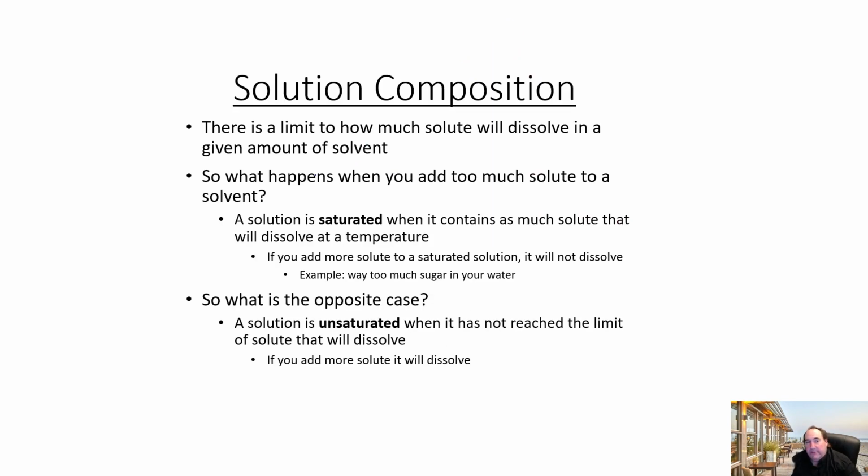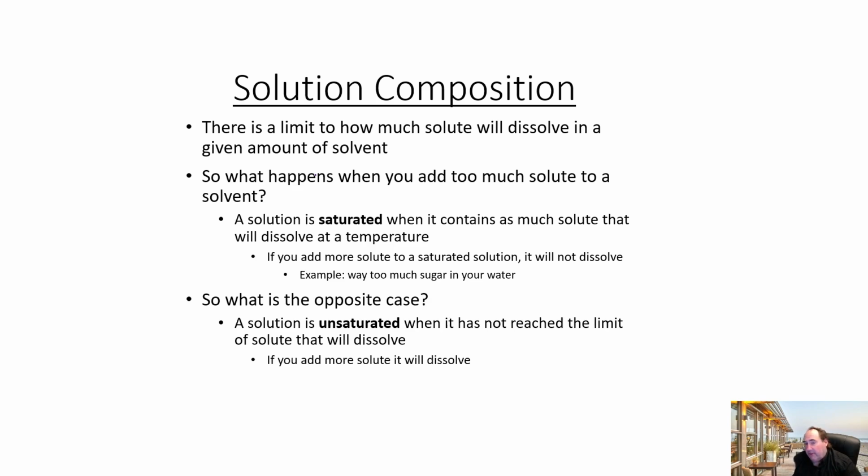So how do we describe solutions? There's a couple of ways we can describe solutions, but there is a limit to how much solute you can dissolve in a given amount of solvent. And that limit is temperature dependent. So again, temperature plays a big role in how much solid you can actually get to dissolve in a solvent. So what happens when you have too much of the solute dissolved?